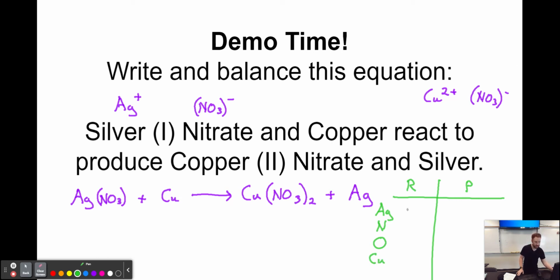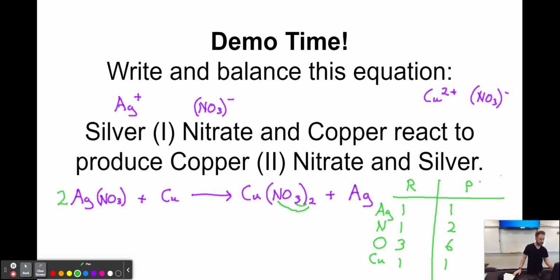On the reactant side, there's currently 1 silver, 1 nitrogen, 3 oxygens, 1 copper. And on the products, there's 1 copper. This applies to everything in parentheses, so there's 2 nitrogens, 6 oxygens, and 1 silver. So our imbalance is in the nitrogen-oxygen department currently. So we need more nitrogen and more oxygen on the reactant side. And since this is the nitrogen-oxygen containing compound, I'm going to put a 2 here and see what happens.